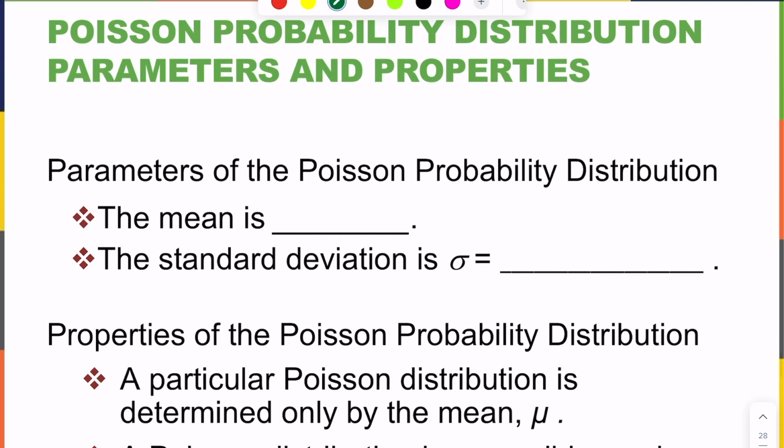Okay, Poisson probability distribution parameters and properties. The only parameter is the mean, which is mu. The standard deviation sigma is the square root of mu. Now, isn't that interesting? This isn't always the case. This is only for Poisson. That's one of the neat things about Poisson: the standard deviation is just the square root of the average.